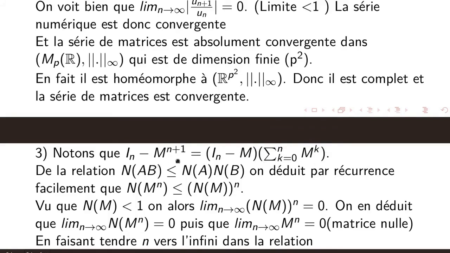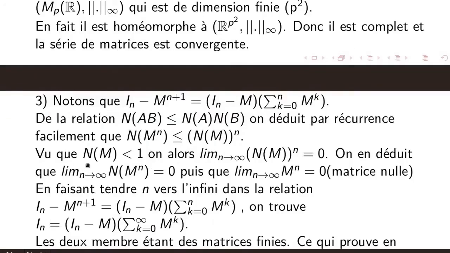We will play with the powers of M. From the relation norm of AB is less than or equal to the norm of A times the norm of B, we see that if A is equal to B, we obtain the norm of A squared bounded by the norm of A, all squared. And thus we can easily establish by induction that the norm of M to the power of n is bounded by the norm of M, to the power of n. This is the advantage of matrix norms.